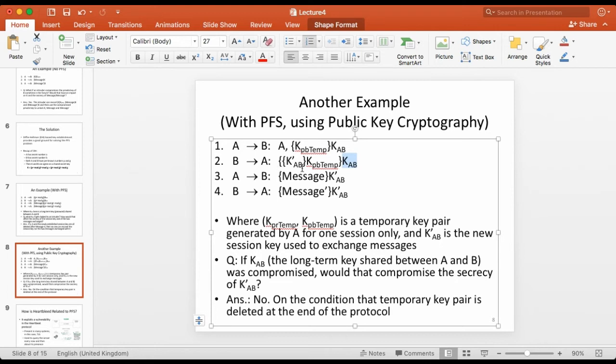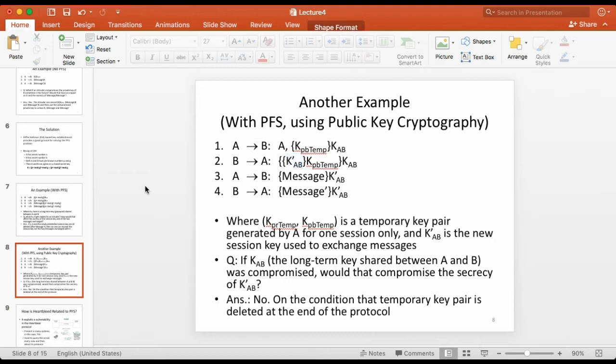And then after that's done, they both go on and use that long-term password to exchange a couple of messages between them that they can both decrypt, because they both have access to this new long-term key that was generated in message 2.